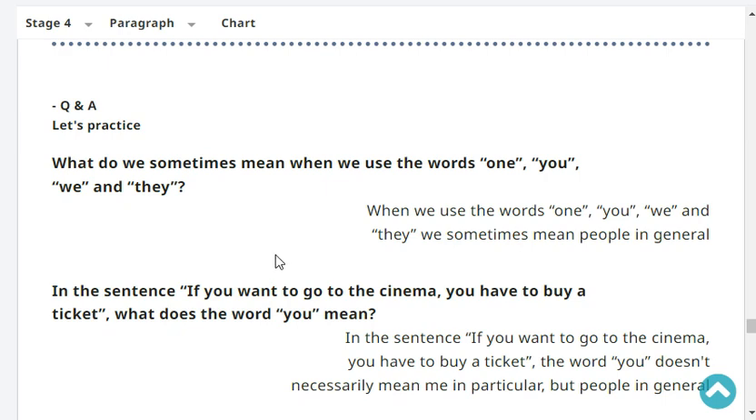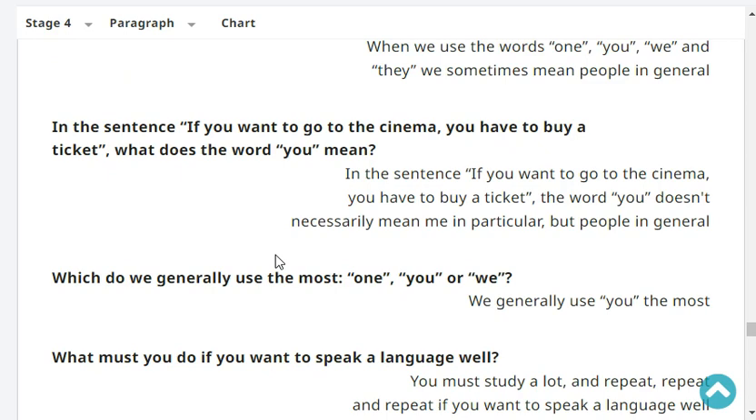In the sentence, if you want to go to the cinema, you have to buy a ticket, what does the word you mean? The word you doesn't necessarily mean me in particular, but people in general.